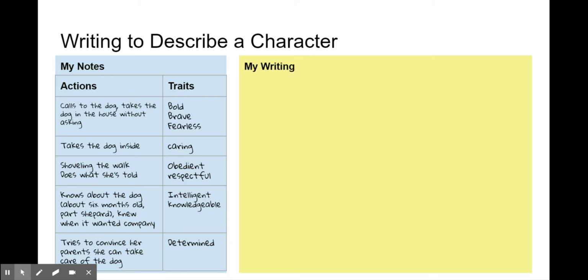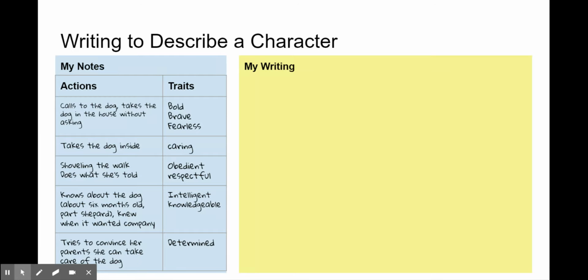I put that she was obedient and respectful. I noticed that she's shoveling the sidewalk. She probably would rather be playing video games, but she's doing what she's told. She's helping out with household chores. Her parents tell her she can't keep the dog. She has to keep the dog in the basement. So again, I find her very obedient, which means she's obeying those rules set by her parents, and respectful. She's not arguing. I notice she doesn't talk back. She doesn't tell her parents no. She does what they ask.